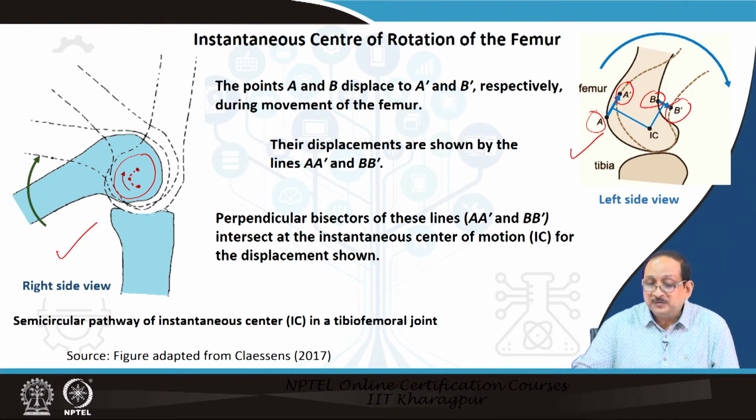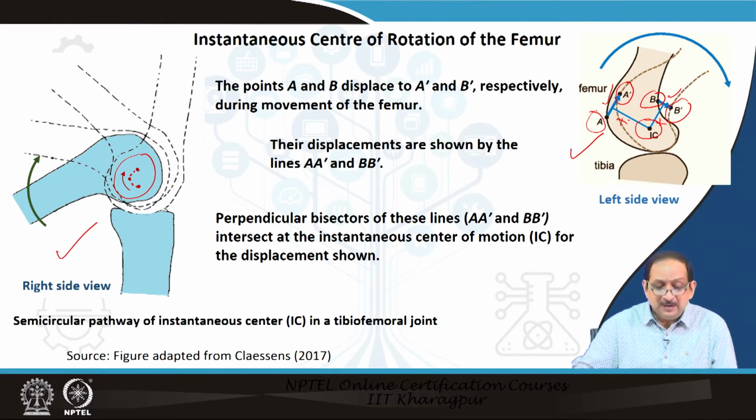during the movement of the femur. The displacements A dash and B dash are shown in the figure. The perpendicular bisectors of these lines A A dash and B B dash intersect at the instantaneous center of rotation for the displacement shown.